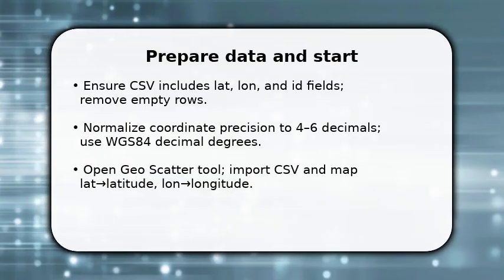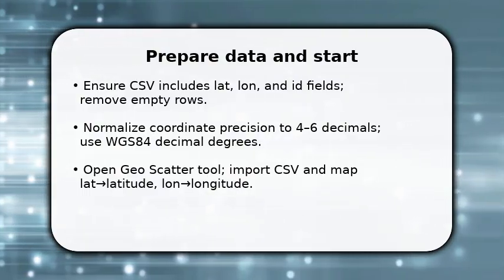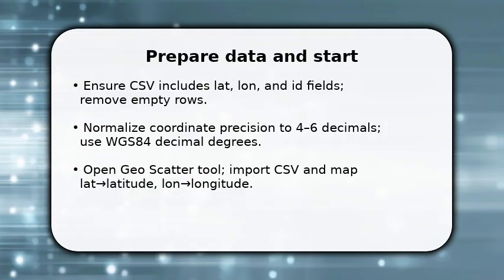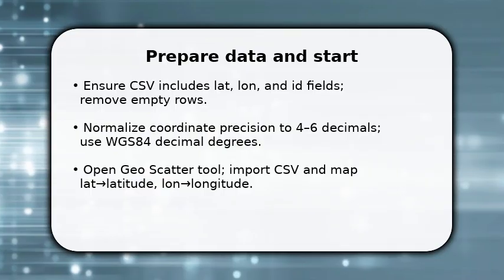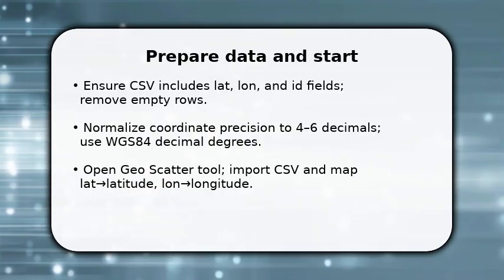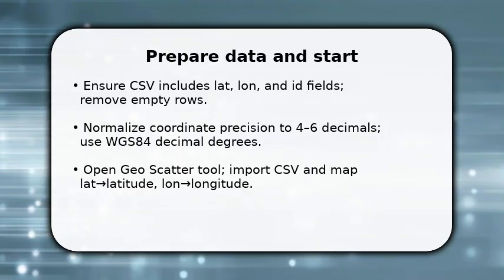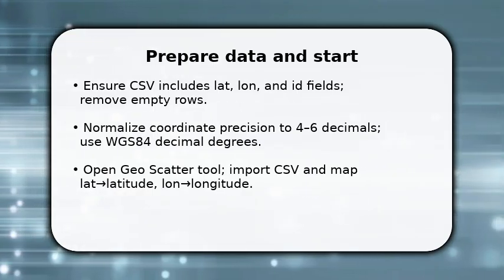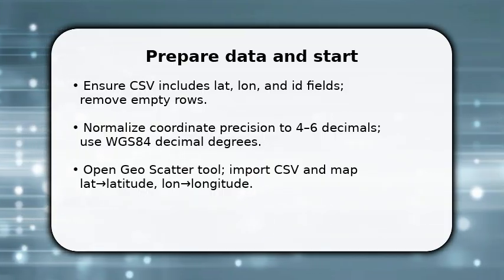You begin by confirming your dataset has clean latitude and longitude columns and a unique ID for each point. Once done, normalize precision to 4 to 6 decimals so clustering behaves predictably. Now import the CSV into Geo Scatter and immediately map fields: lat to latitude, lon to longitude, ID to identifier. You should see points populate the canvas.